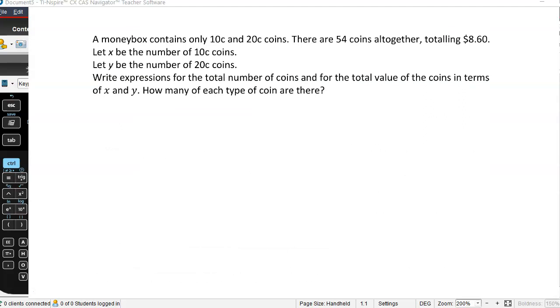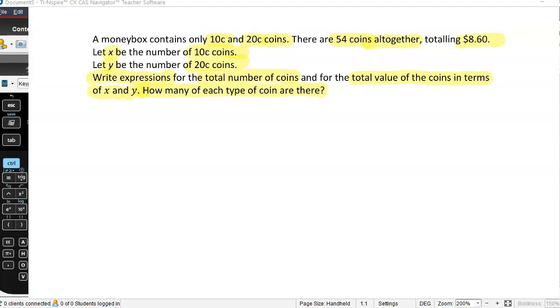A money box contains only 10-cent and 20-cent coins. There are 54 coins altogether, totaling $8.60. Let X be the number of 10-cent coins, let Y be the number of 20-cent coins. Write expressions for the total number of coins and for the total value of the coins in terms of X and Y. How many of each type of coin are there?